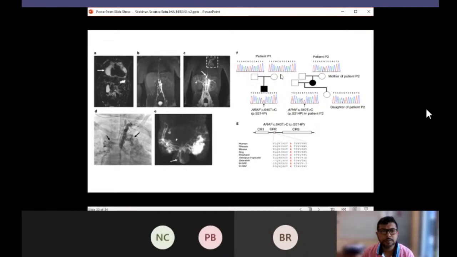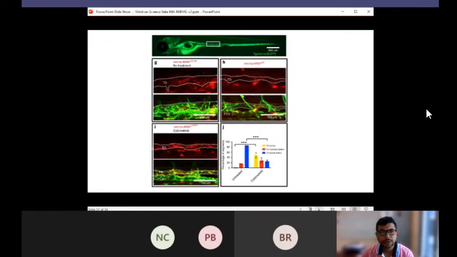Anyways, so this patient is basically having these mutations in the ARAF gene, which changes the residue from serine to proline. And this is also conserved in human, monkey, mouse, dog, elephant, and other organisms. So what they have done is basically how they have found this drug.